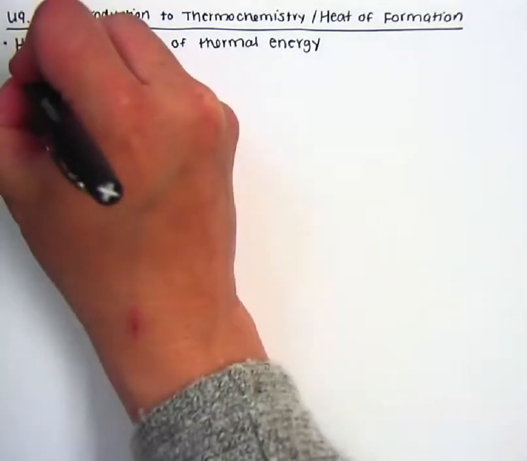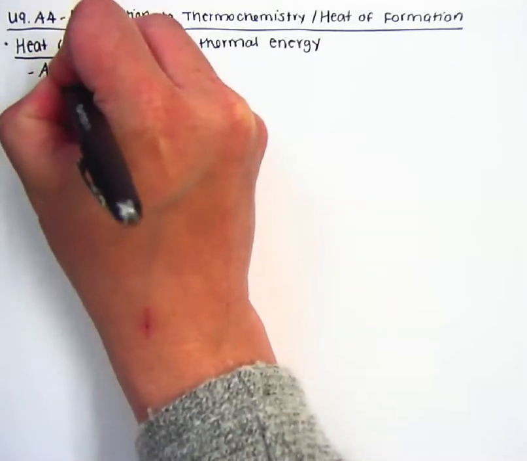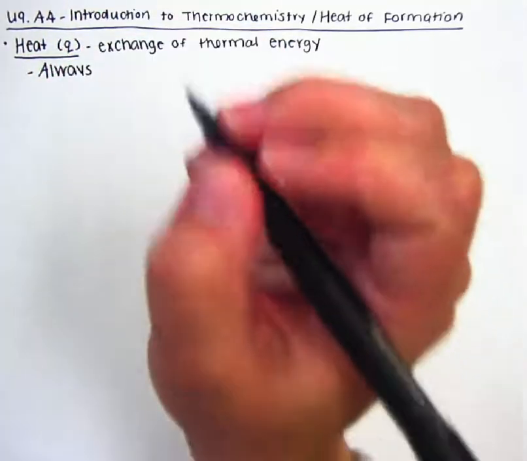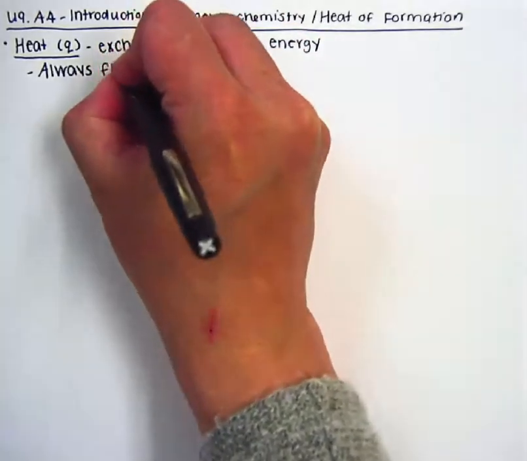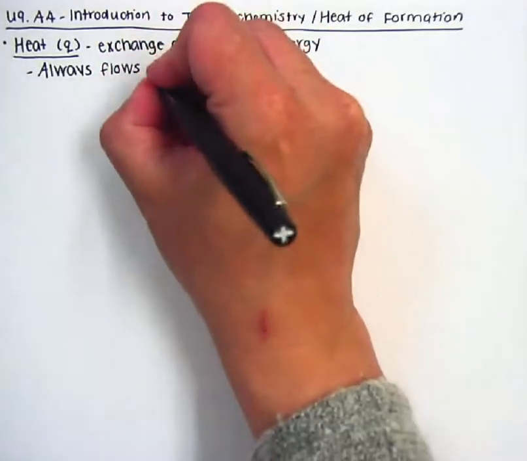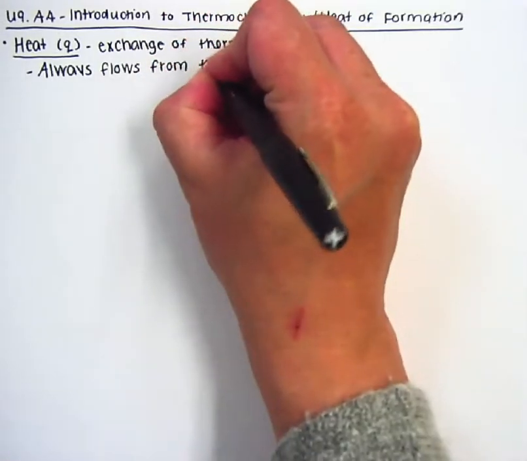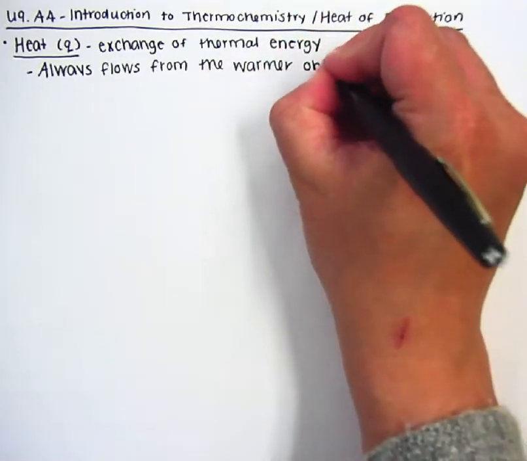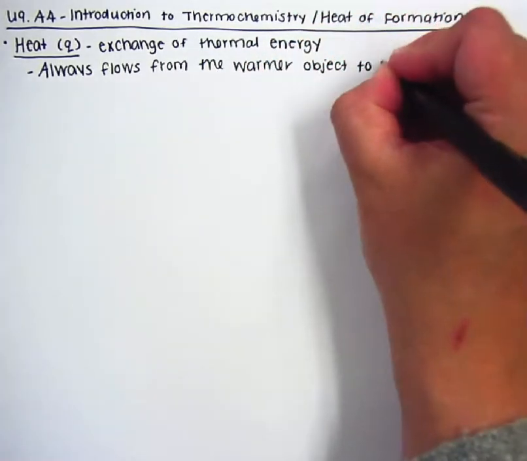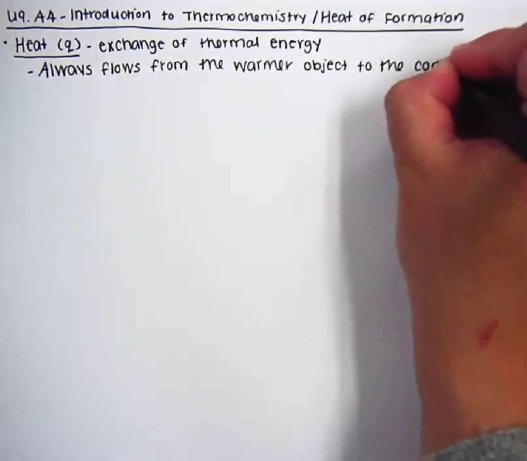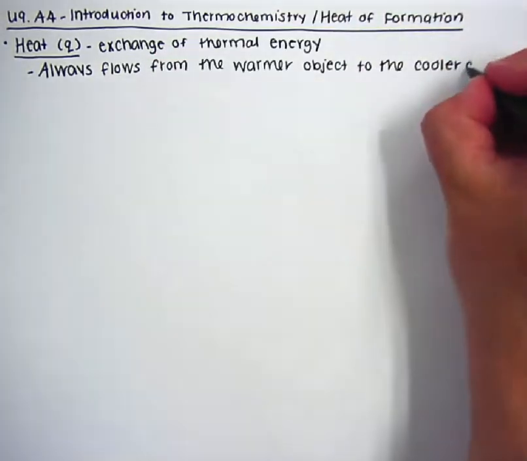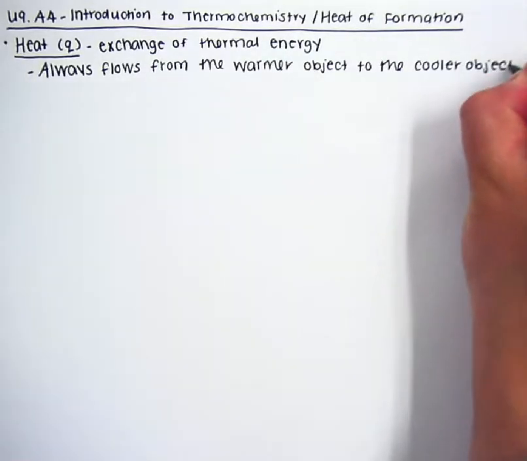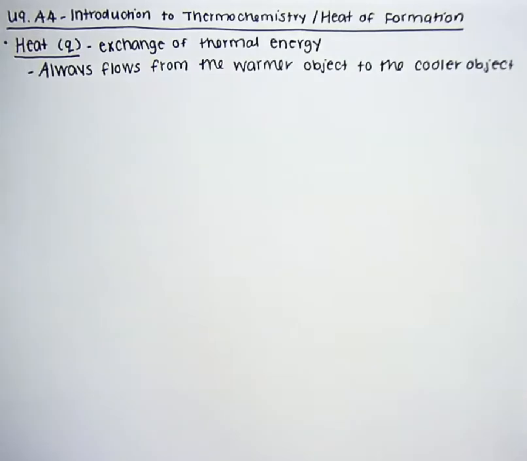When we're talking about heat, heat always flows in one direction. It always flows from the warmer object to the cooler object. So if you were holding a hot cup of coffee, that heat would flow from the coffee into the coffee cup and into your hands.